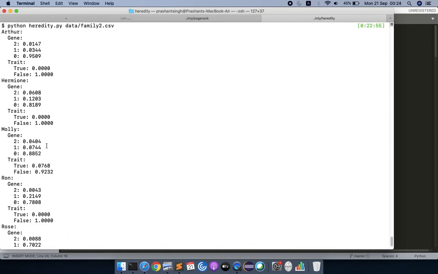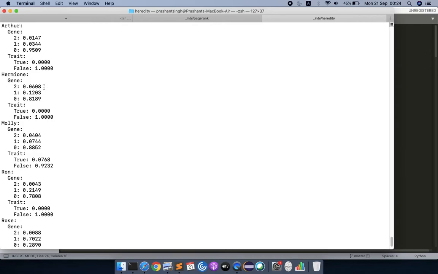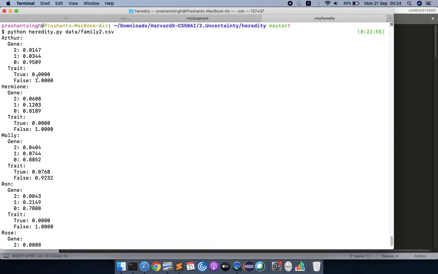So this is the program output for the last family data set. Here also we can analyze ourselves and it makes sense that Arthur is not showing the hearing impairment trait. So the probability that he has zero copies of that gene is 95%.